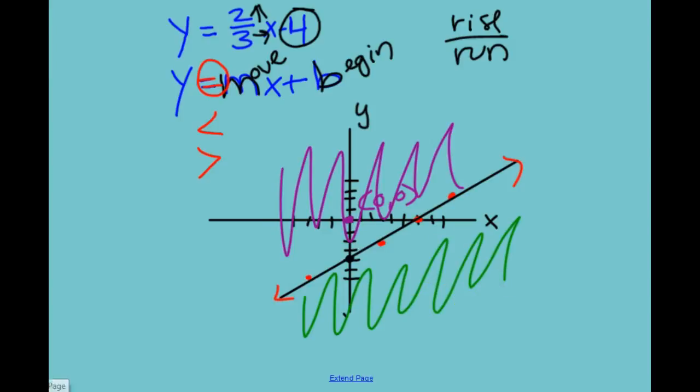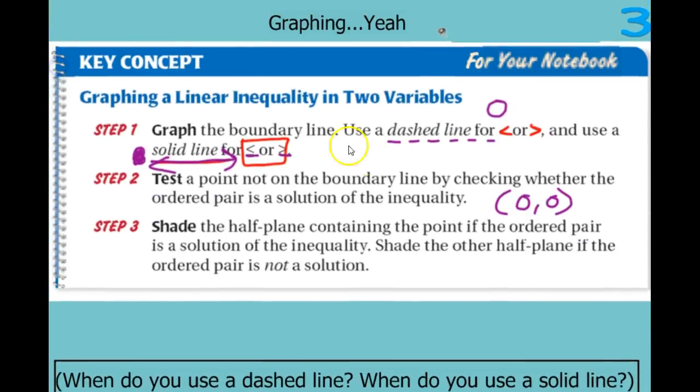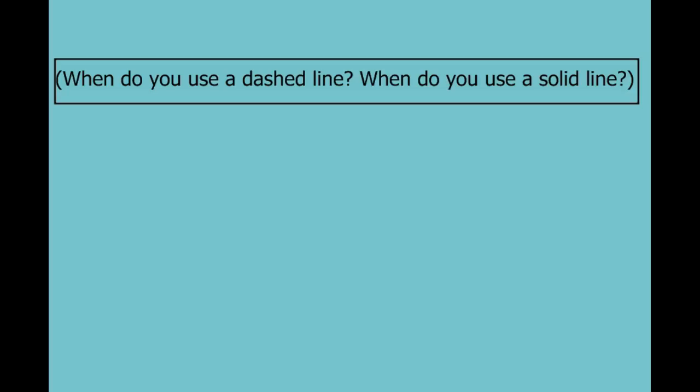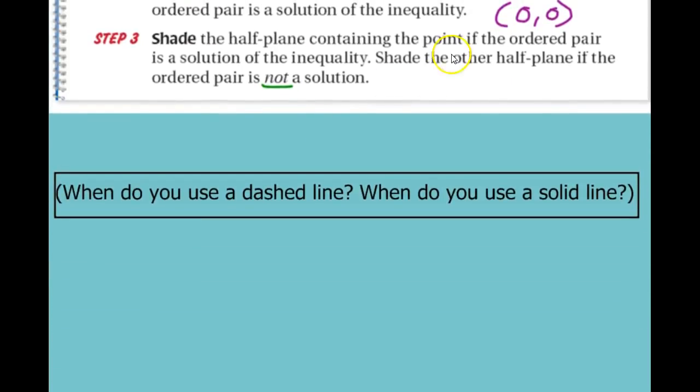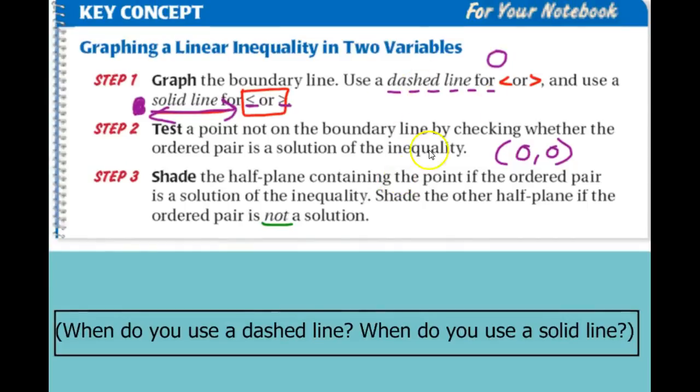Okay? So we can test a point, and then it says: shade the half plane containing the point of the ordered pair if it's a solution, or shade the other half if it's not a solution. Hopefully this will make a little bit more sense when we get to graph, and it'll also teach you a shortcut as well. So quick check, when do you use a dashed line? Well, dashed lines are for just the less than or greater than, and the solid line are for when we have the equal to.